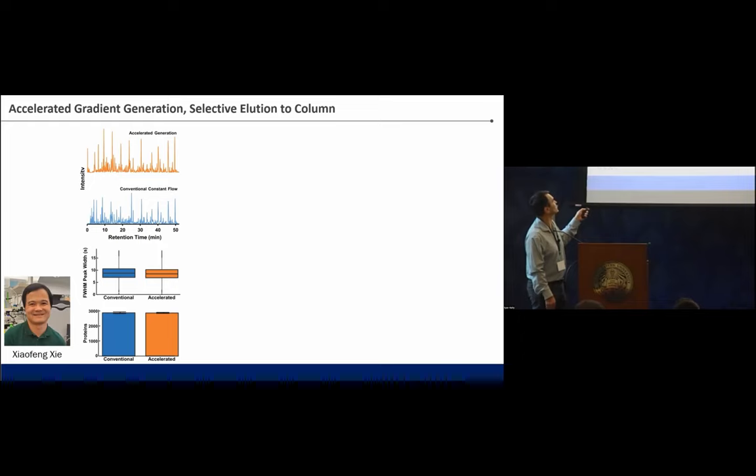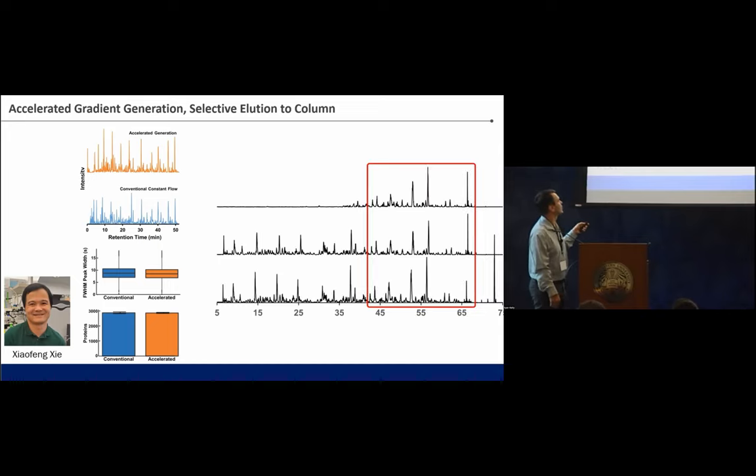This requires us to generate the gradient faster than we use the gradient. But this shows, you know, we see no difference in peak width. The elution profiles look very similar. The proteome coverage looks very similar, whether we go fast, generate the gradient fast or slow.